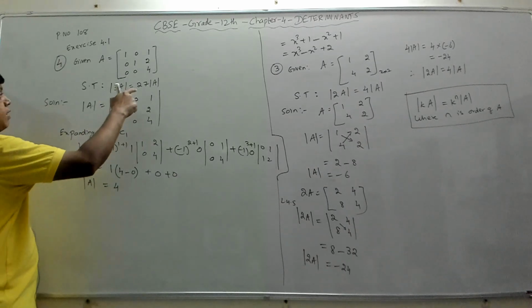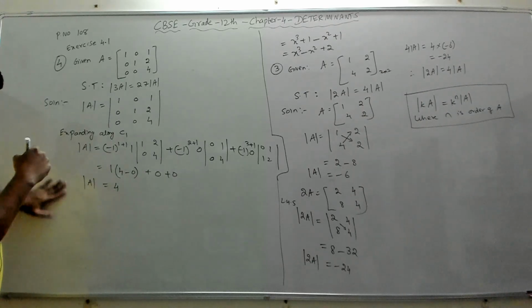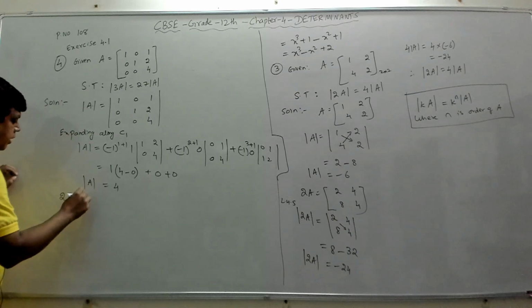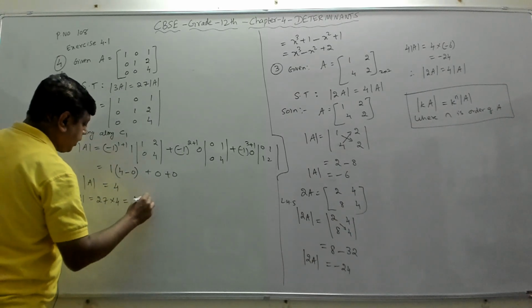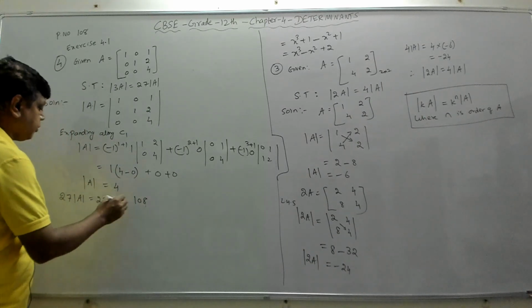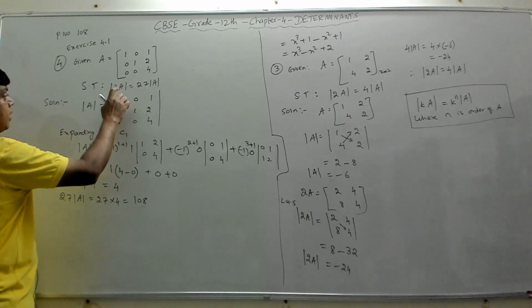Or we can even evaluate what is 27 times determinant of A. Right? So what is 27 times determinant of A? 27 times determinant of A will be equal to 27 times 4, which is 108. This is what we got for RHS. Now LHS, let's find 3A.